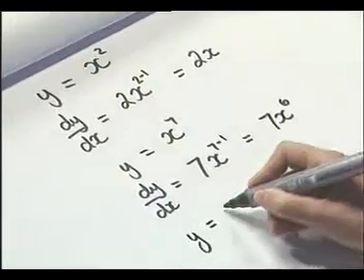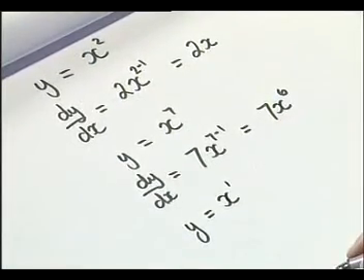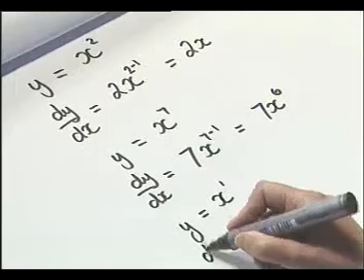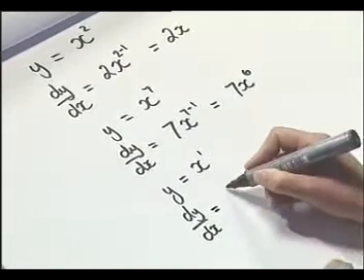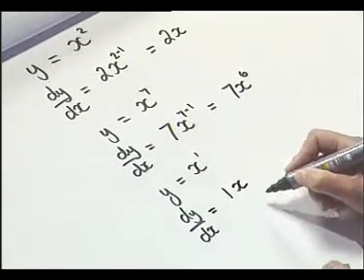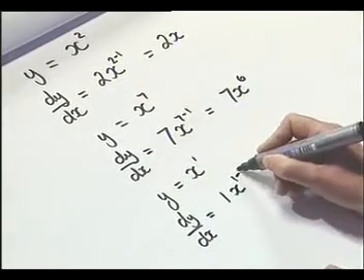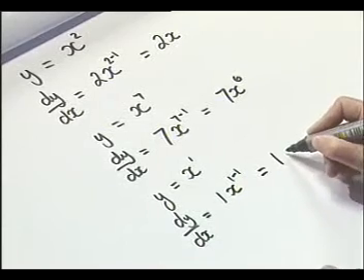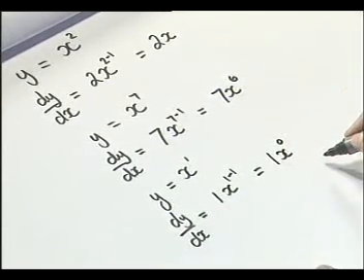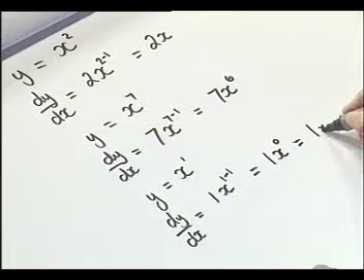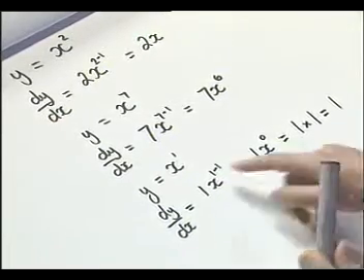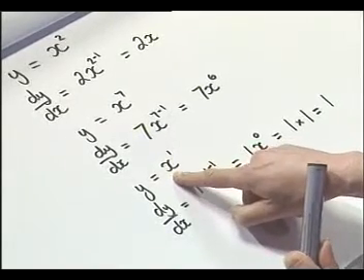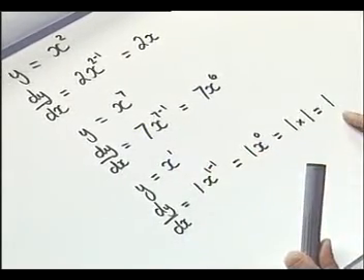Now, what happens when we have y equals just x to the power of 1? Well, we already know the derivative of this, but let's see how it fits with the rule. Bring down the power, 1 times x to the power of 1 take away 1. So we have 1 times x to the power of 0. Well, x to the power of 0 is 1, so it's 1 times 1. So we end up with the derivative of 1, which is exactly what we expected, because we know the gradient function of y equals x is 1.